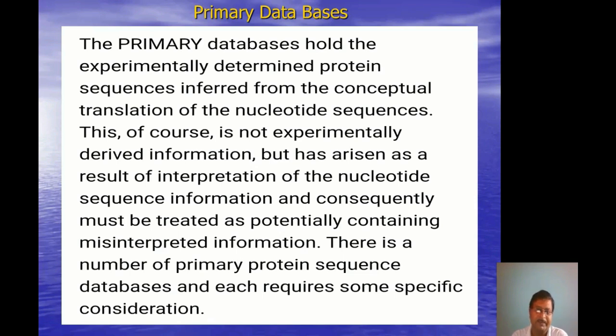Now let us see about secondary databases. What is this secondary database? Secondary databases comprise data that is actually derived from the results of the analysis of the primary data. So what we have seen in the previous one is primary data. From that result, we are going to analyze something, we are going to come up with some conclusion, and that is called secondary data. They are often referred to as curated databases, but this is a bit of a misnomer, because primary databases are also curated to ensure that the data in them is consistent and very, very accurate.